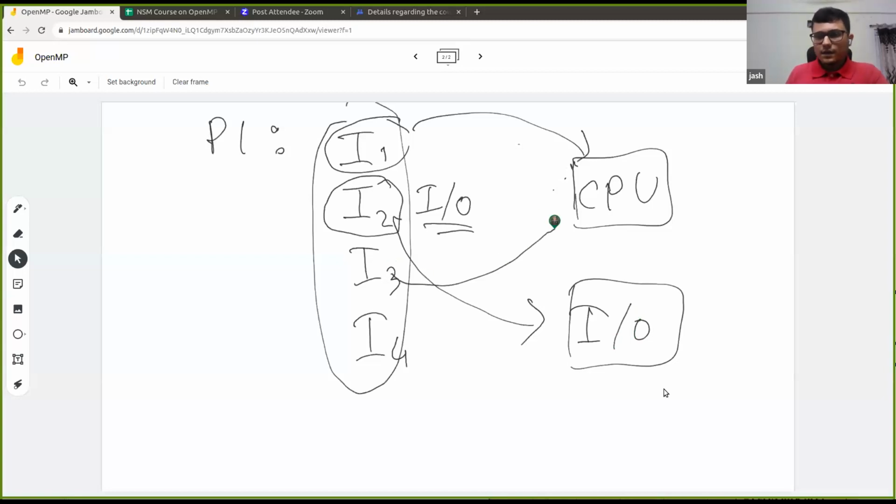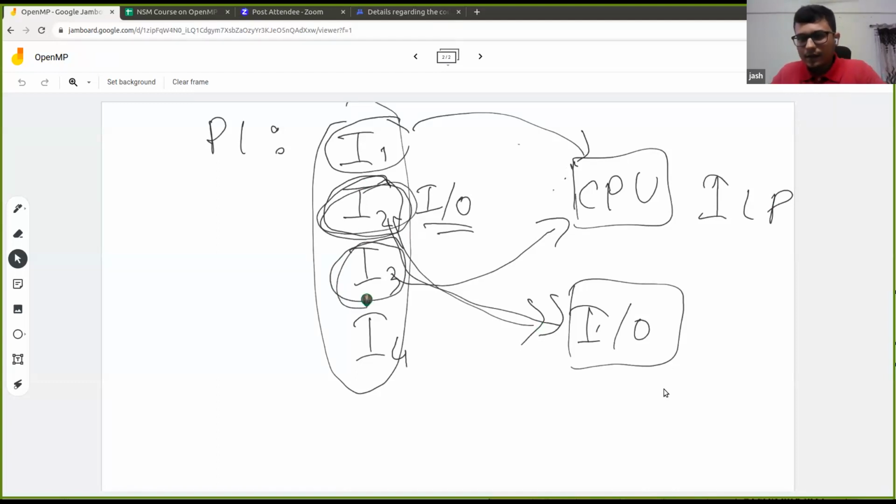This is the kind of multi-processing thing, and that is what we mean by instruction level parallelism. While one instruction is going for IO or something like that, the CPU can pick up another instruction and execute that. So the CPU will not be left idle at any point. It will have multiple instructions that it can execute.